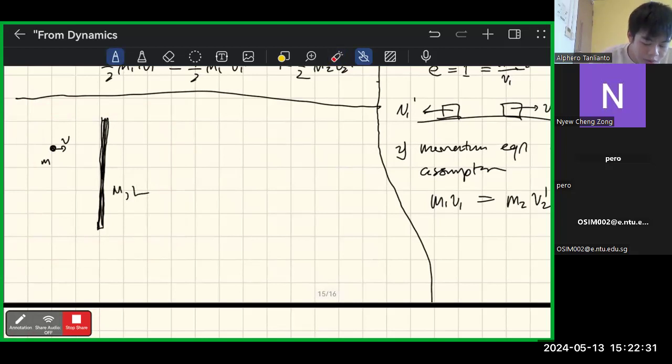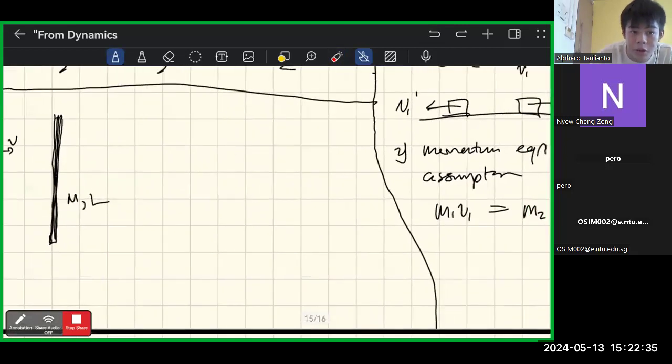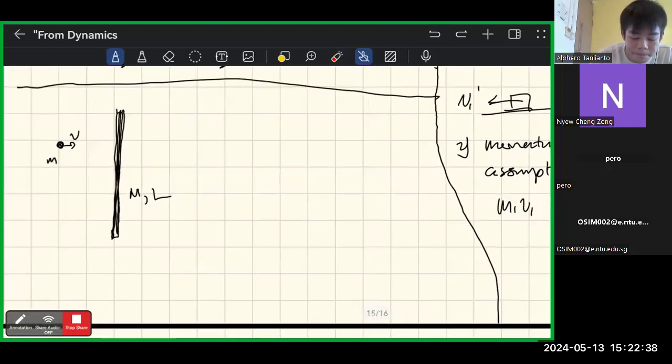To do this kind of question, you can first write down the momentum equation. But I'll do this my way.